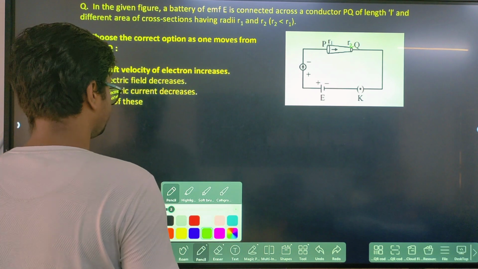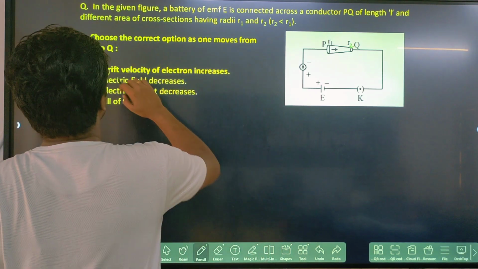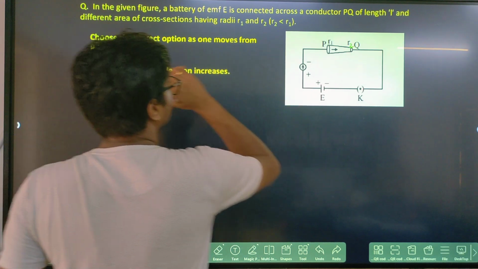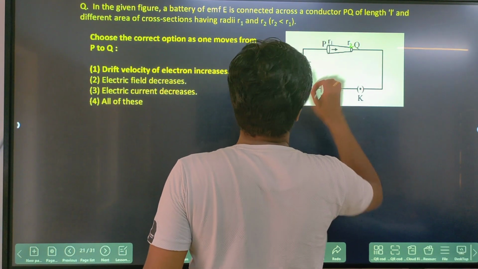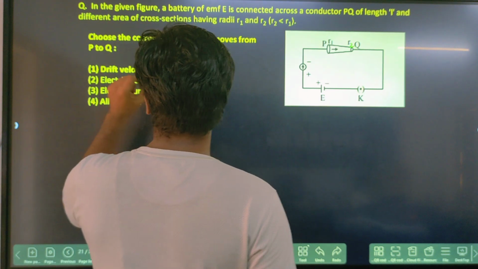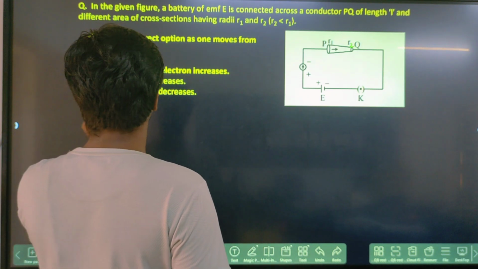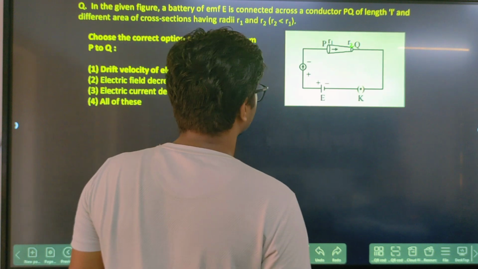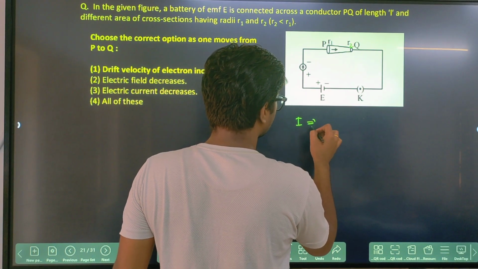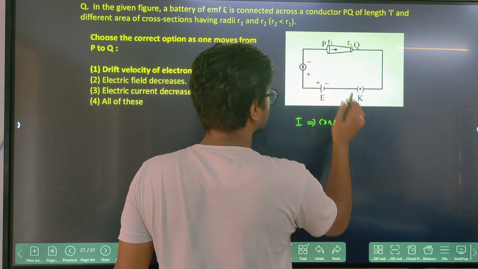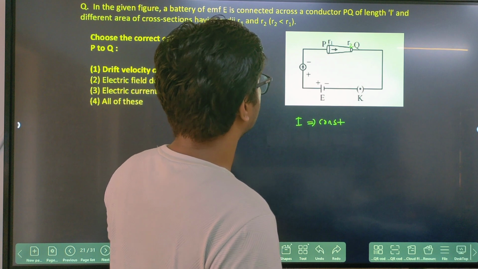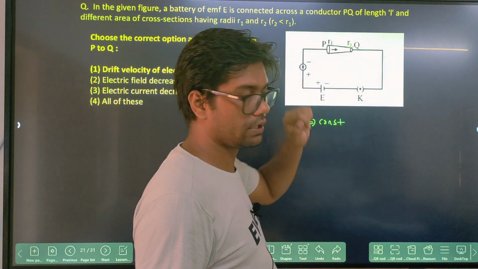What will happen here? Choose the correct options as one moves from P to Q. So the current is flowing from P to Q. Clear? Drift velocity of electron increases, electric field decreases, electric current decreases. First of all, a constant current will be flowing. So I is constant, that thing we have seen, because there is no accumulation of charges here. Constant current is flowing here.